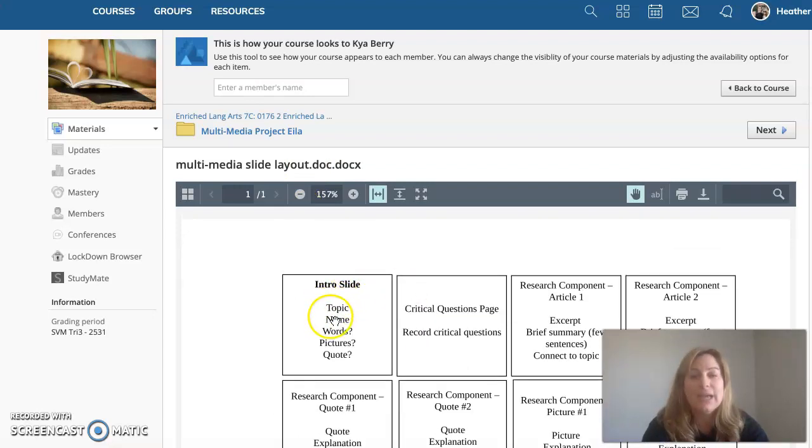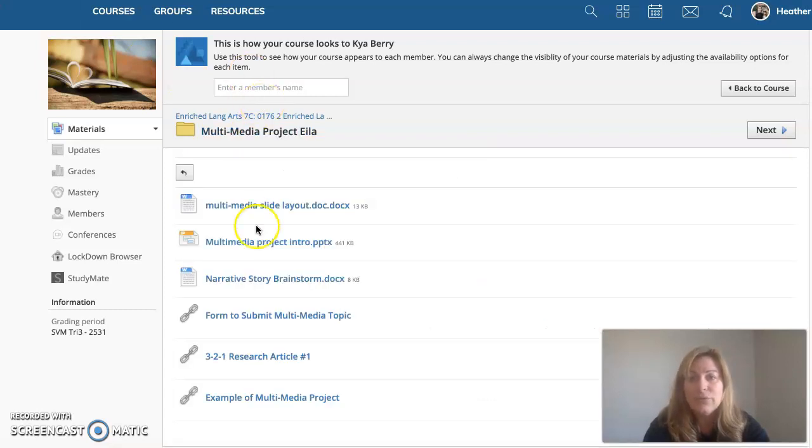So the intro slide is going to have the topic name. You can put words, pictures, a book that you're using. The next slide is where you put your critical questions, and then the research component. So you can see it laid out this way if you like to look at things that way. The next thing that's going to be your guide is what I'm going to give you today, which is your blank presentation. So you're going to have both of those things.